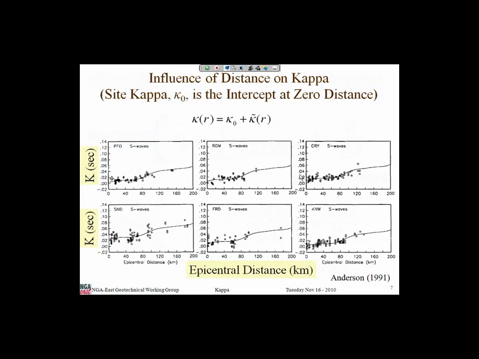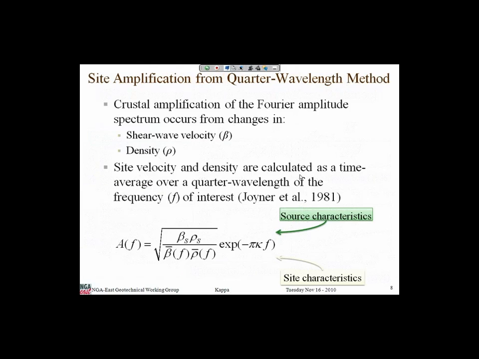Those are some plots, I think, at ANZA. These are various sites at ANZA. And then, just to see how it's used, the site amplification using the quarter wavelength method is shown here.